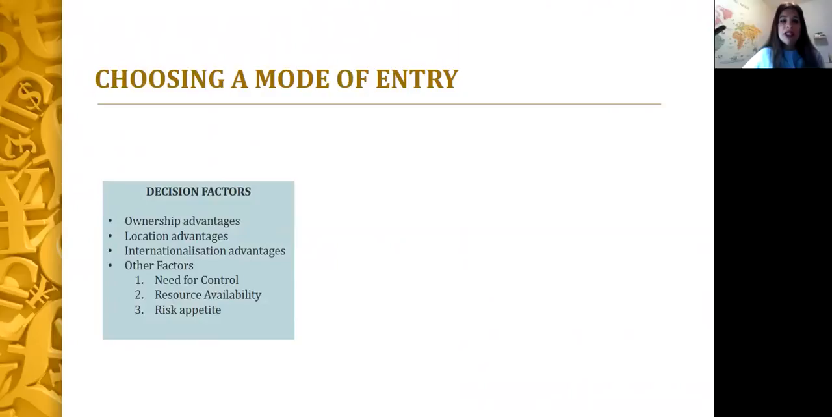So let's start with the ownership advantages. Ownership advantages are the resources that are owned by a firm, which give the firm a competitive advantage over its industry rivals. So, for example, if for a firm like Coca-Cola, keeping its syrup recipe secret is a big ownership advantage, then definitely they would like to go using a method wherein they have full control over their operations.